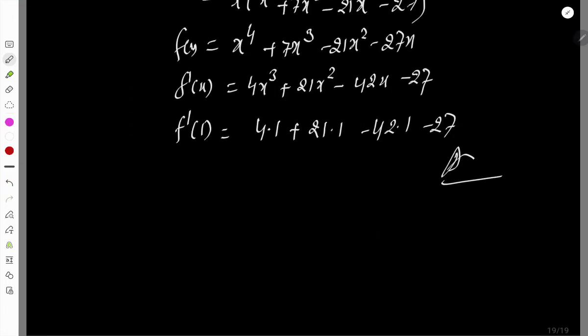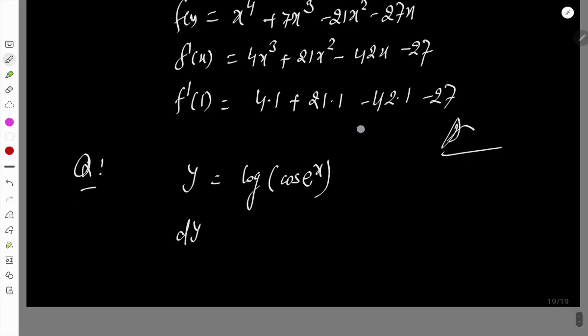Okay, the next question, y is equal to log cos e power x. Then we need to find dy by dx.